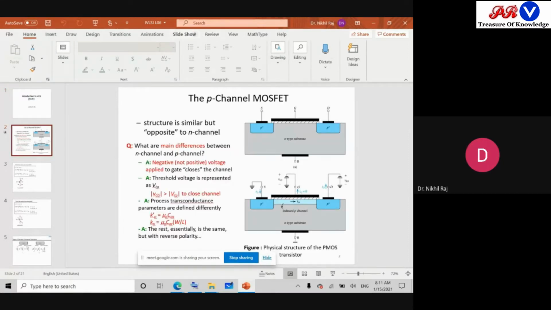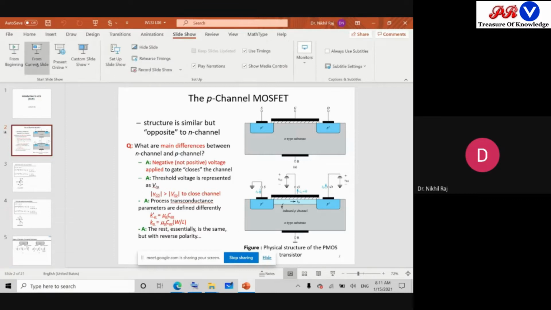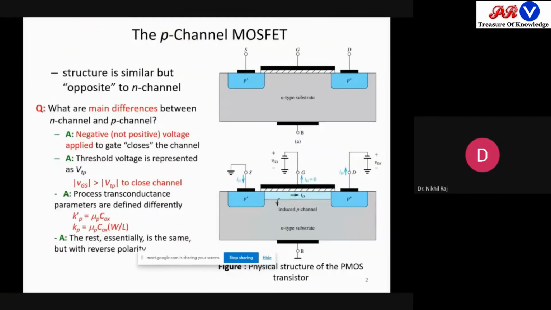If you look at the overview for the P channel, we need a P type channel. This means the substrate should be of N type. So an N type substrate is taken, and in the N type substrate we need source and drain, and that has to be of the P type. So P plus dopings are done, source and drain are deposited, and again the same process. Over the oxide layer is a metal gate or polysilicon, and over that is the gate terminal.